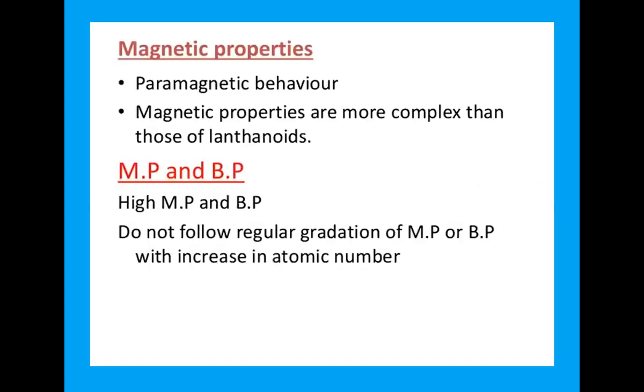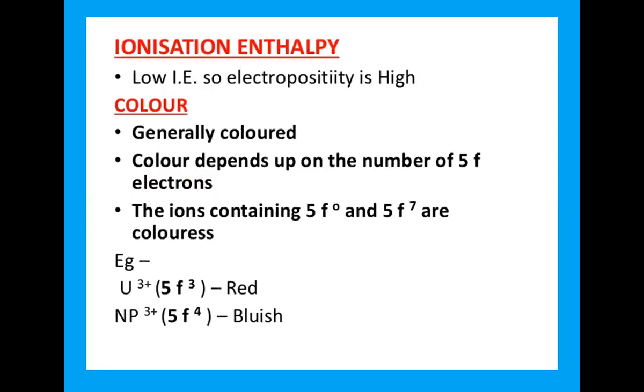Magnetic properties: just like lanthanides, these are also due to the presence of unpaired electrons. They also show paramagnetism, but their magnetic properties are more complex than those of lanthanides. In concern with their melting and boiling points, they are very high, and at the same time they do not follow a regular gradation, meaning a regular variation either increasing or decreasing with increase in atomic number. They also show low ionization energy that leads to high electropositive character.